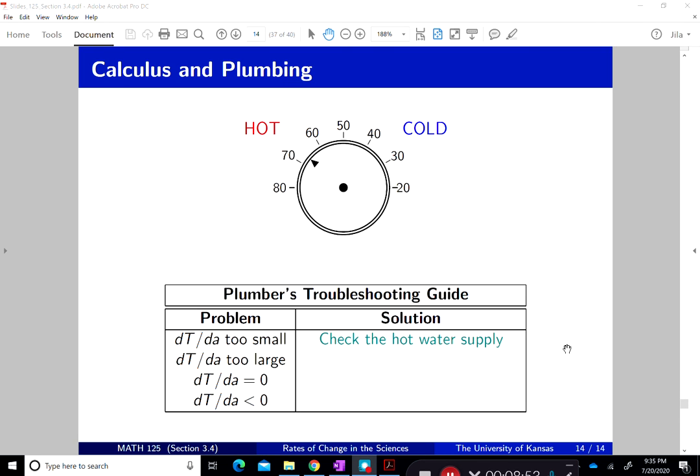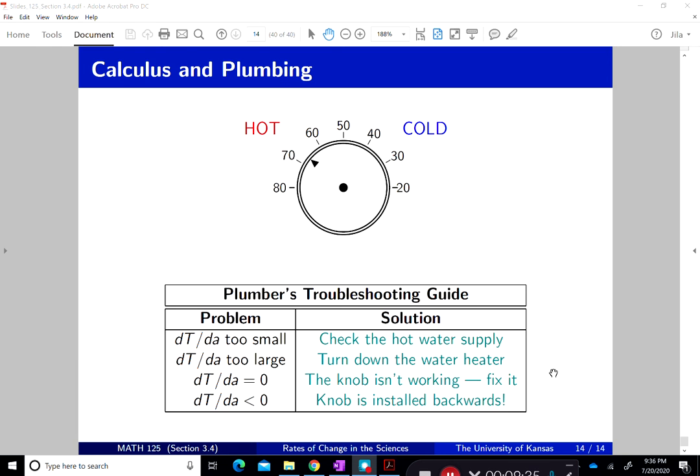It could be that there is not enough hot water supply. What if dT/dA is too large? Then the water is too hot, the water heater is heating it up too much, so turn down the water heater. What if dT/dA is equal to 0? Either the knob isn't working or the heater is not working at all. What if dT/dA is less than 0? The knob is installed backward.